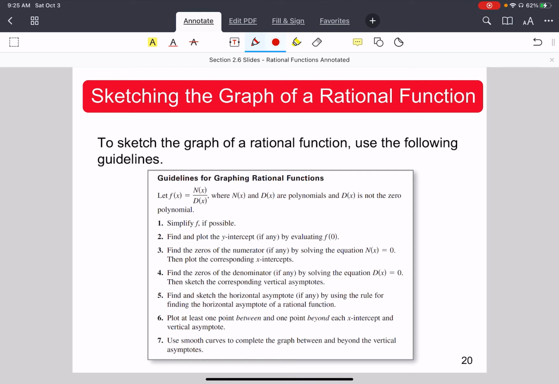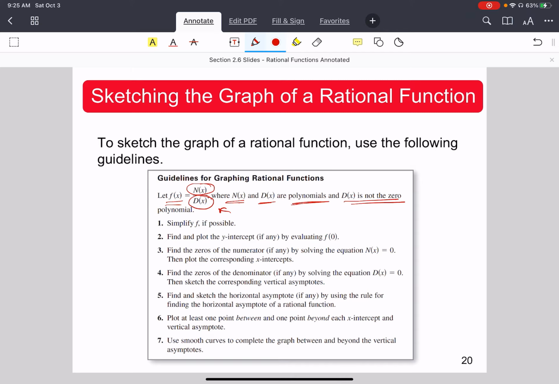In this part of the video, I will talk about how to sketch the graph of a rational function. So here I provide a guideline for graphing rational functions. Again, in general, we're going to let f of x equals n of x divided by d of x, where n of x and d of x are polynomials, and d of x, the bottom polynomial, is not going to be 0.